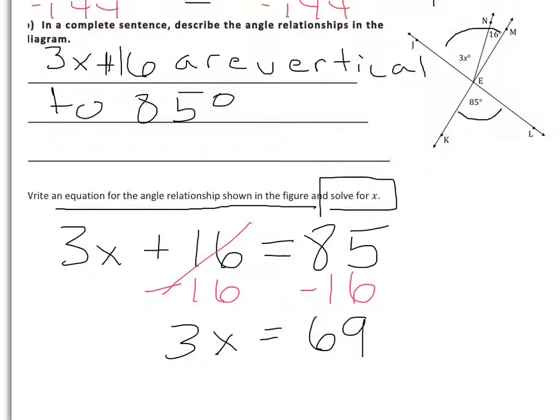So once you find out the answer, you just solved for x. And the relationship you used was that these 85 degrees was vertical to 3x plus 16.